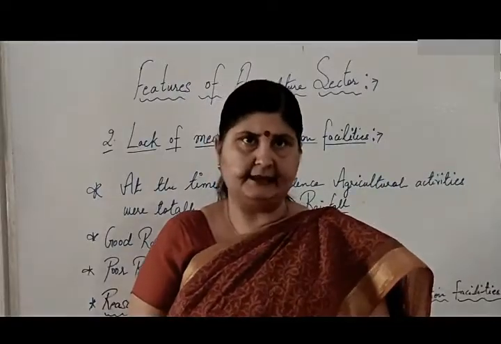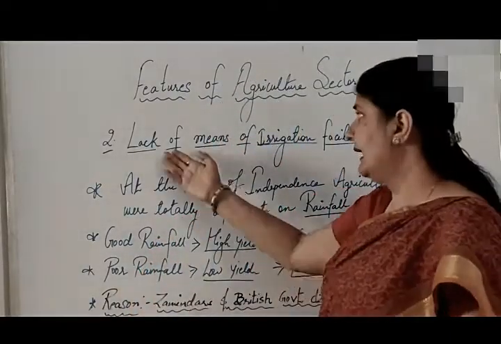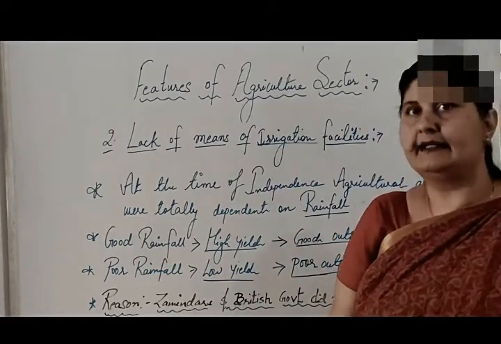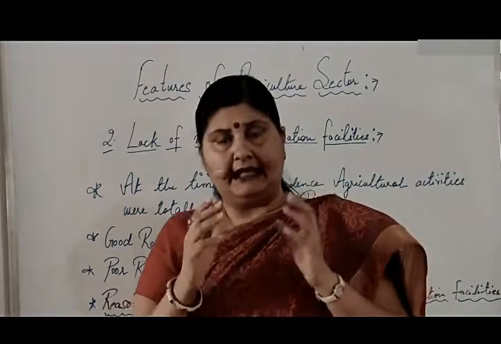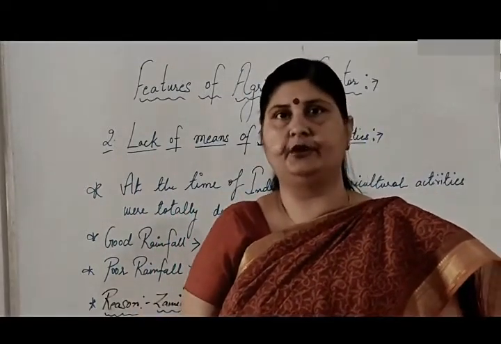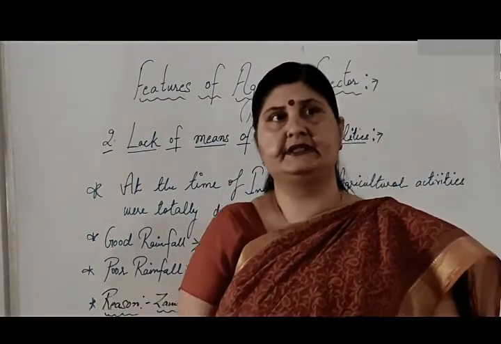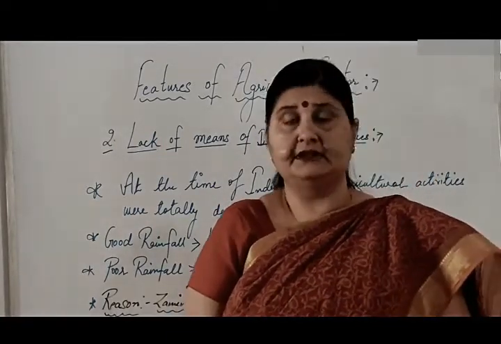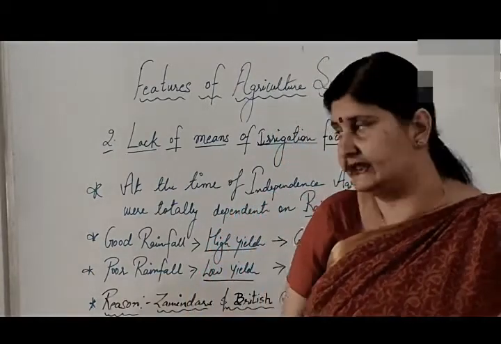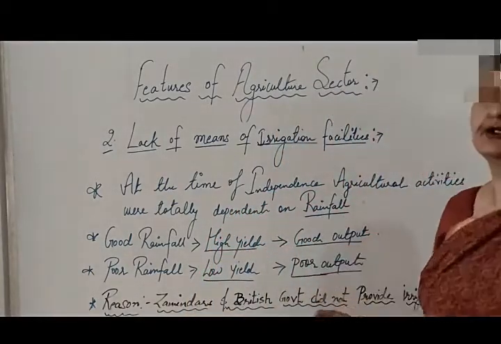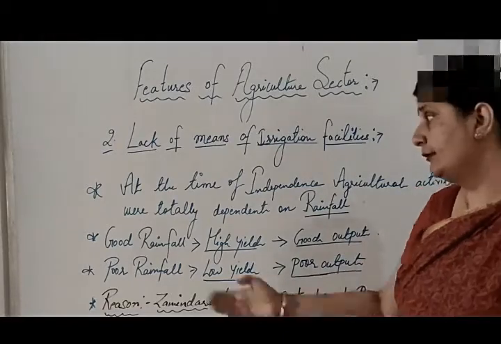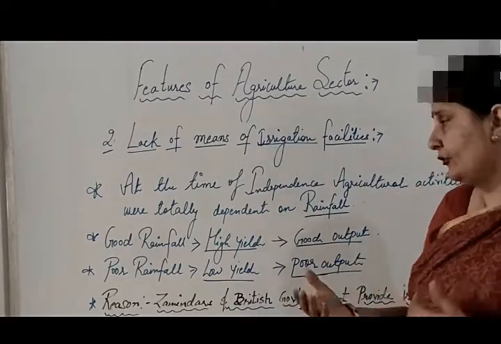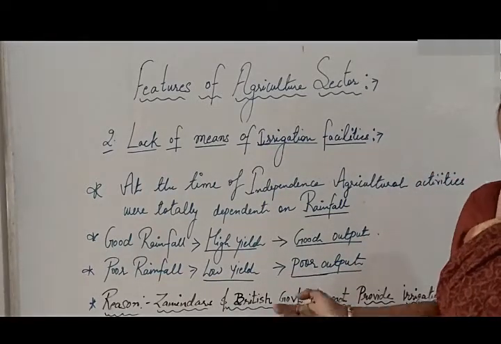The second subheading is lack of means of irrigation facilities. That means at the time of independence, the agricultural sector was totally based upon the climatic conditions and rainfall. If the rainfall was good, it resulted in high yield, which meant good output for the year. But if the rainfall was poor, it resulted in low yield, which meant poor output.